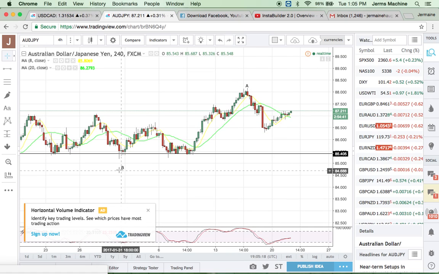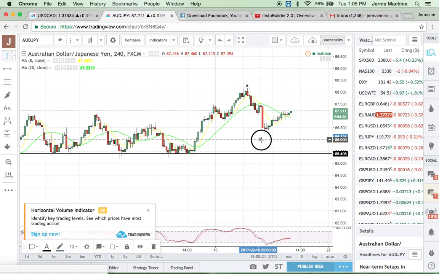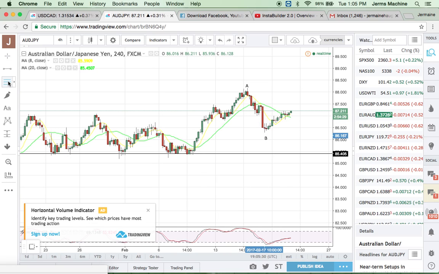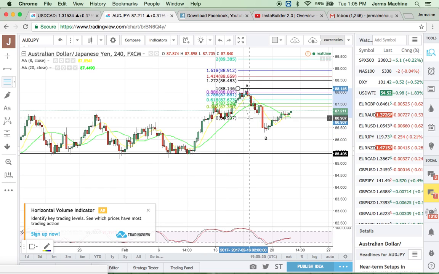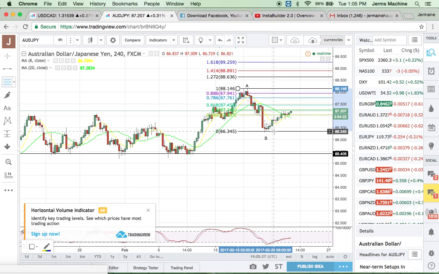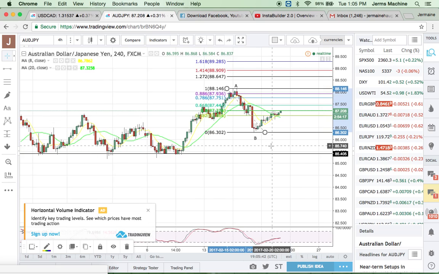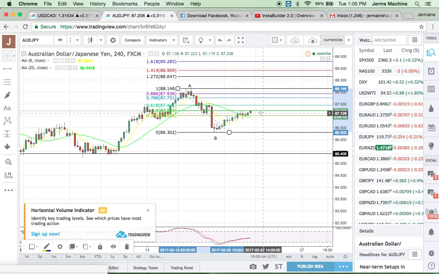And I'm going to mark this as my B, because the market came down and then it started going back up. So I know this is A, I know this is B. Now, I'm going to make an assessment. Is this downtrend going to continue? What I'm going to do is draw my Fibonacci levels from A to B, and currently we're trading around the 50%. You can kind of see that it's stalled here a little bit, but it hasn't started dropping from there yet.